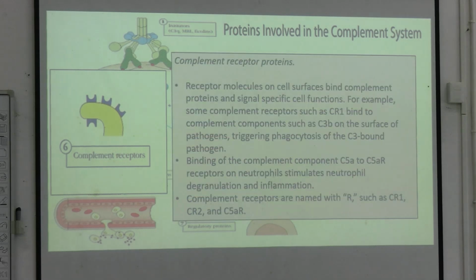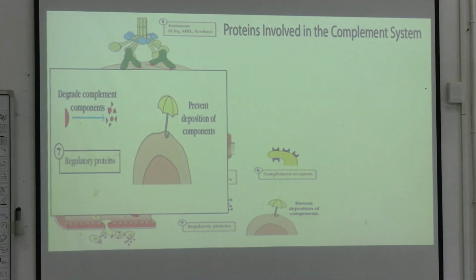Other part would be the complement receptor proteins and regulatory proteins. These are also important because the complement system predominantly acts on microbial surfaces. However, they can also act on human cells itself. So, there are some regulator proteins which prevent irrational triggering of the complement system and also downgrading, especially after the infection has been cleared.